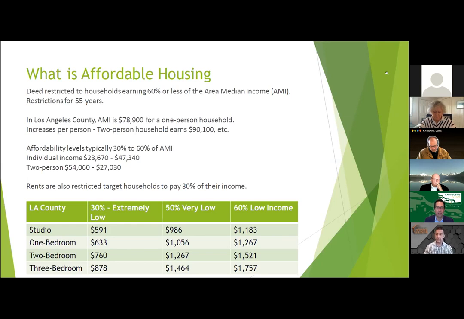So this can actually all be done with math. If you took that $78,900 median income and multiplied that by 30%, that would be the 30% of area median income, $23,000 a year. And people typically pay 30% of their income. So that number divided by 12 for 12 months of the year, at 30% of that, gives you that studio rent of $591, and up to $1,183 for the 60% AMI rent. Next slide, please.